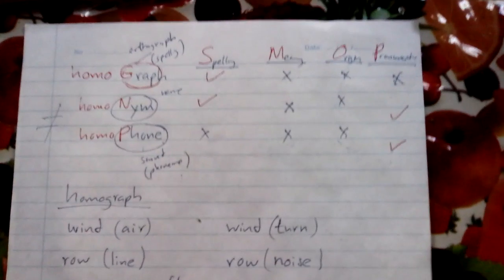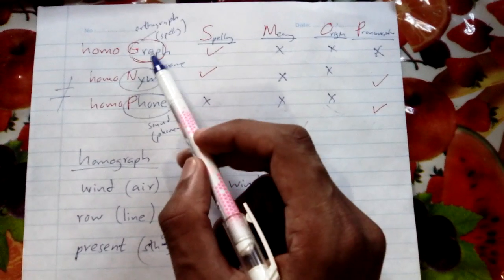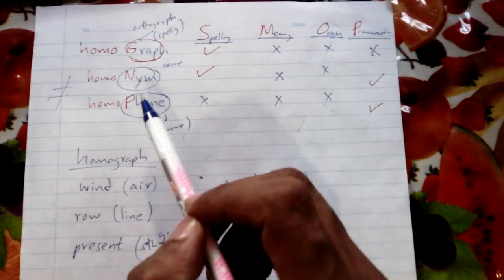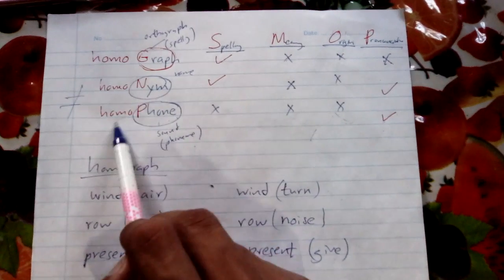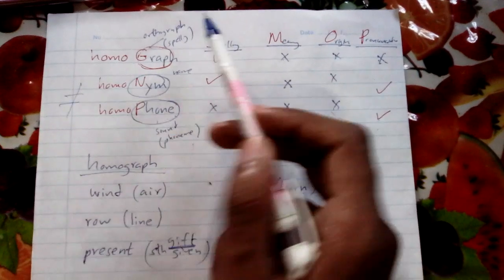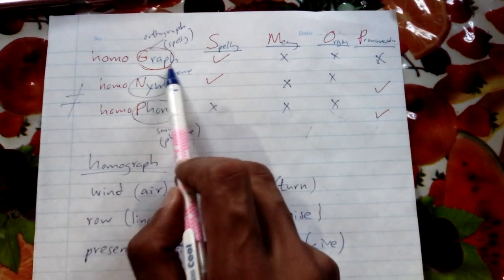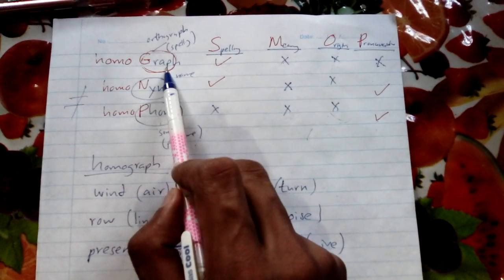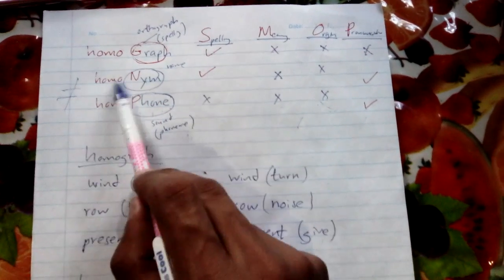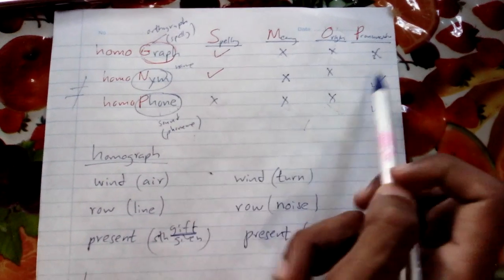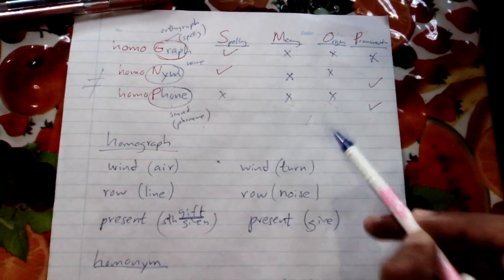This is my own patented SMOP chart for distinguishing between these three concepts of homograph, homonym and homophone. So homograph: homo, as in a word like homogeneous or Homo sapiens, means similar, means same. So what is the same in homograph? Graph means orthography, spelling, so the spelling is the same. When it comes to homonym, once again it is the spelling and pronunciation. When it comes to homophone, what is the same? The pronunciation, or the phoneme, the sound is the same.